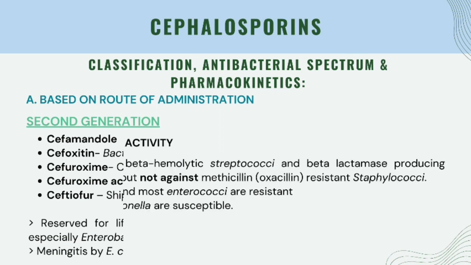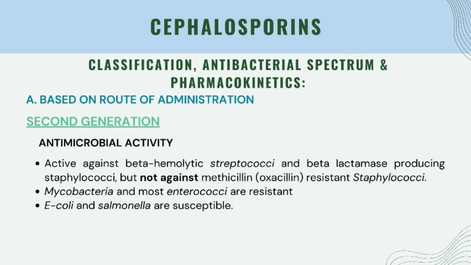coli and Klebsiella. In terms of antimicrobial activity, the second generation are active against beta-hemolytic streptococci and beta-lactamase-producing staphylococci but not against methicillin-resistant staphylococci. Mycobacteria and most enterococci are all resistant. E. coli and Salmonella are susceptible.